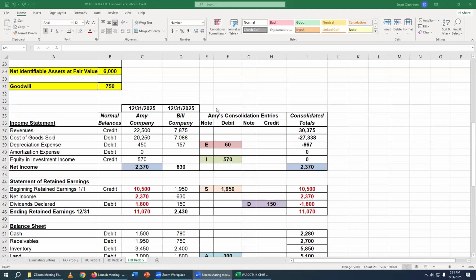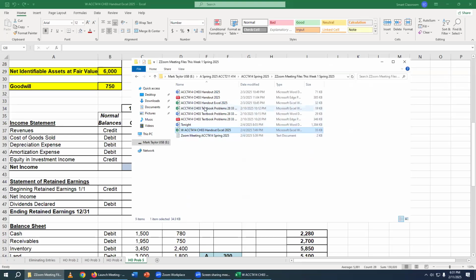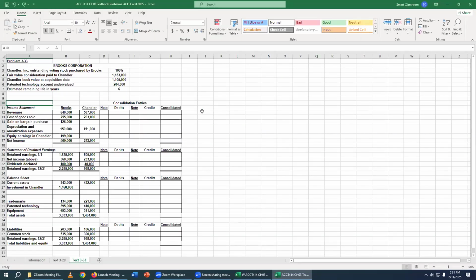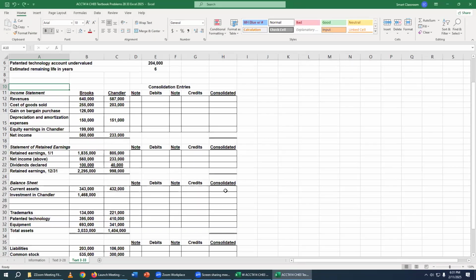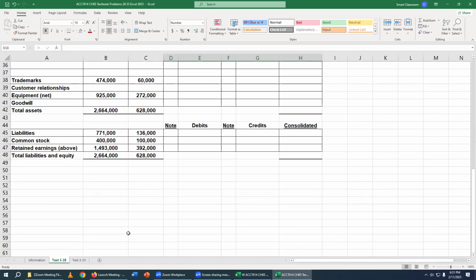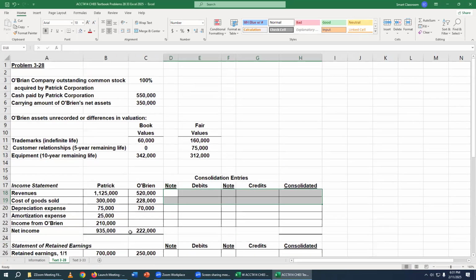Okay. All right, so the next thing we're going to do, and this is the only thing we're going to do tonight, are the textbook problems. Let's see which one. Okay, there are some quirky ones to this.